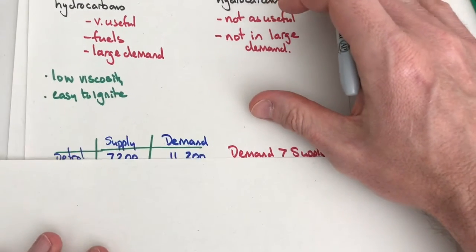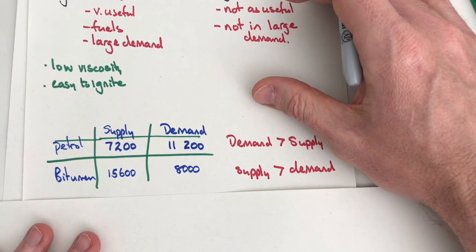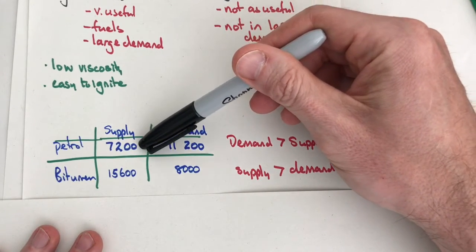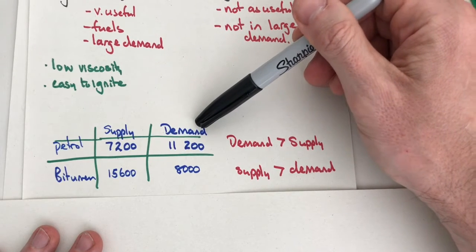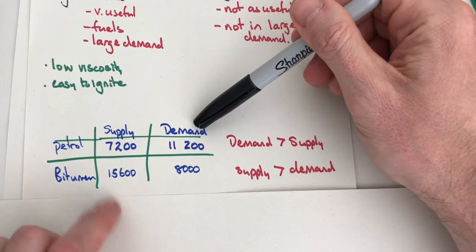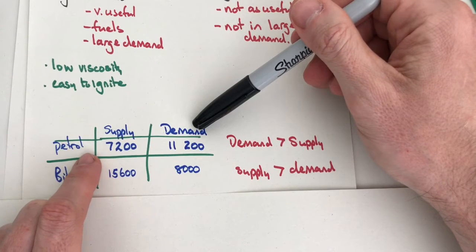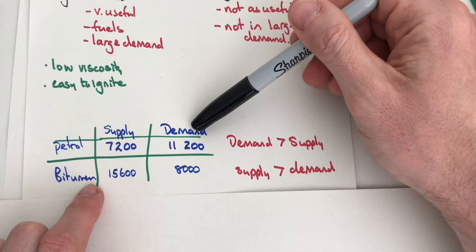This table here hopefully shows us why we need to do cracking. We've got two columns. We've got the supply, this is how many barrels we get from a sample of crude oil, and the demand is how many barrels we actually need to have from that sample. Petrol is the short chain hydrocarbon. This is the better fuel. Bitumen is a much longer chain hydrocarbon. This isn't a great fuel. This is used for things like tarmac and making of roads and weatherproofing.